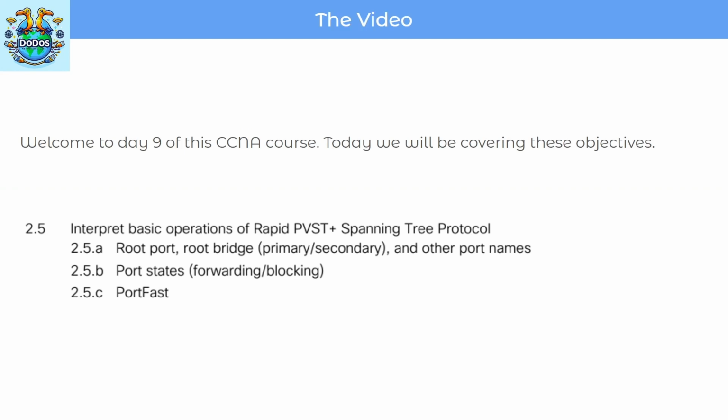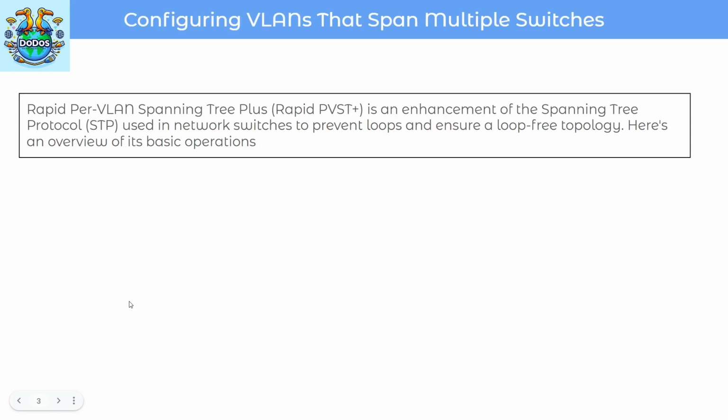So today in this video we will be covering these objectives. 2.5 of the Cisco exam objectives, which is interpret basic operations of Rapid PVST+ spanning tree protocol. 2.5a, which is root port, root bridge, primary and secondary, and the other port names. 2.5b, port states, forwarding and blocking. 2.5c, PortFast. So let's get into this.